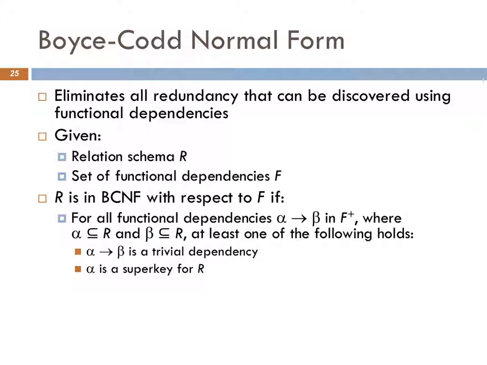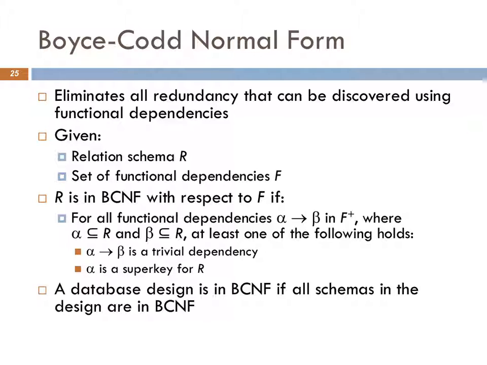Now you'll notice here that I say alpha functionally determines beta has to appear in the closure of F. So there's the dependencies that appear in F, but then there may be additional dependencies in the closure that actually trip us up. We'll see some examples of this as we go through this material. Sometimes that can be a little bit tricky. Obviously, if every relation schema is in Boyce-Codd normal form, then your entire database is in Boyce-Codd. This is a really desirable normal form.